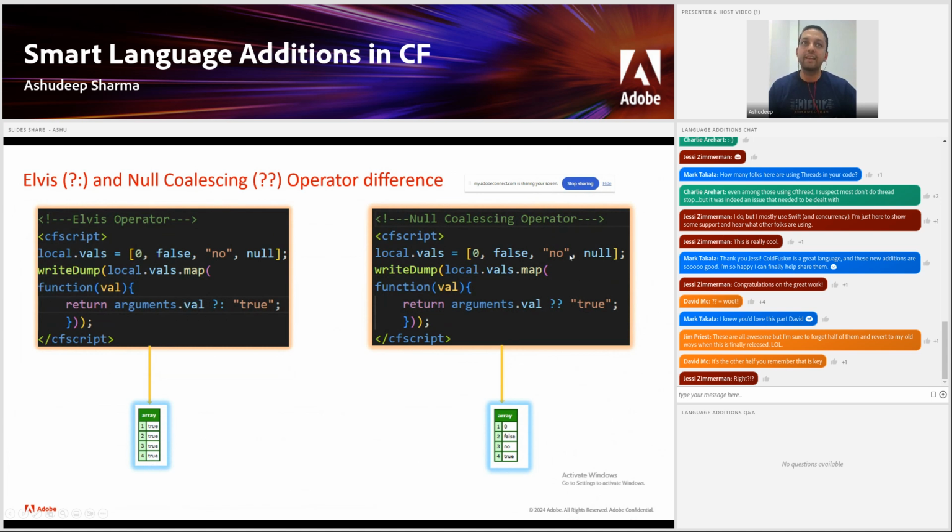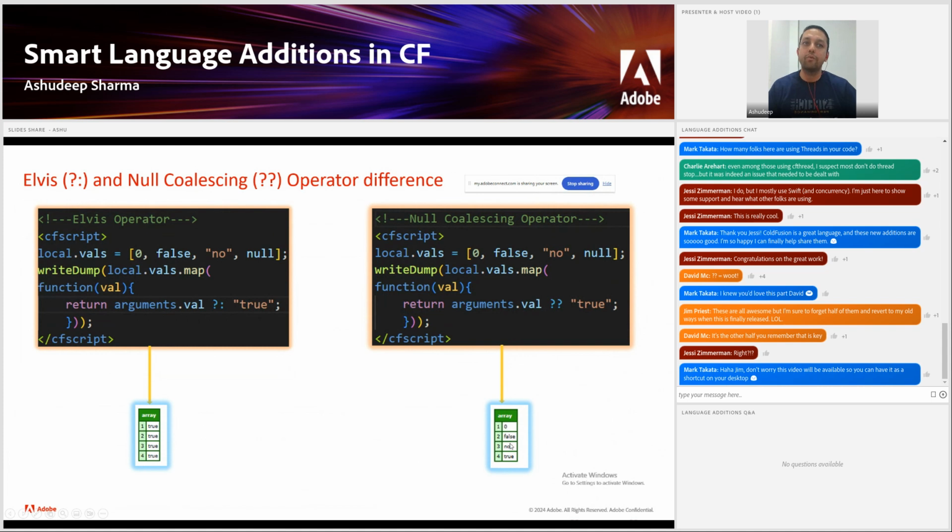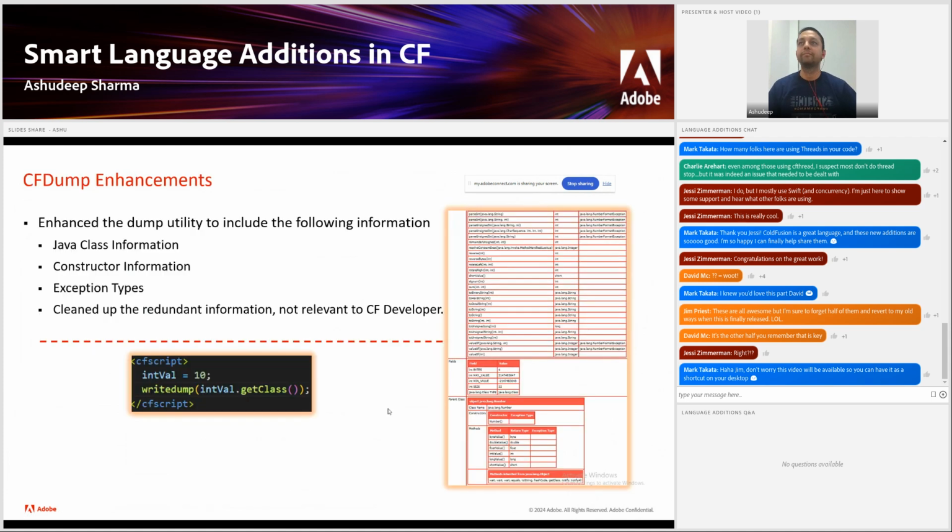But when we check these things, apart from the port value, every other value is non-null, right? So it's going to display 0, false, no. And after that, when it's null, it's going to output true. So that's where the behavior varies. Then, last but not the least, there are some dump enhancements that we have done.